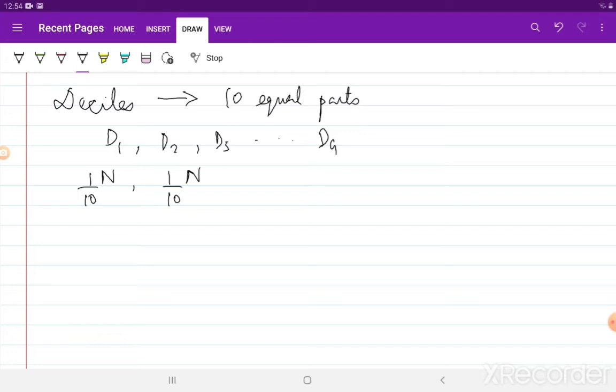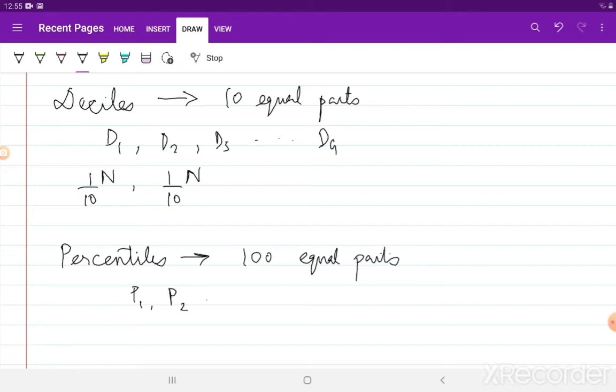Okay. Finally, we also have partition values which are called percentiles. So percentiles are partition values which divide the distribution or the area under the frequency curve into 100 equal parts. So percentiles will be P1, P2 and so on. There will be 99 such values, and between each consecutive percentile there will be 1 by 100th of the total observations.